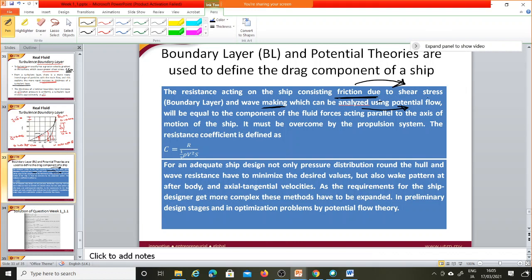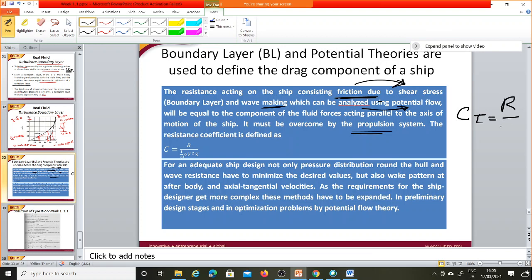Okay, so it means that when we consider the shear stress, we are considering the force that is acting tangential to the fluid body, tangential to the ship body, and it must be overcome to get the propulsion speed, right? So the resistance coefficient, this one you know or not, I don't know. We call this a resistance coefficient.